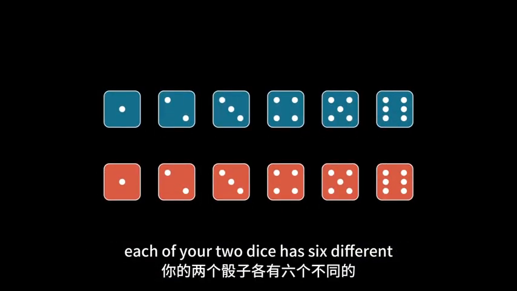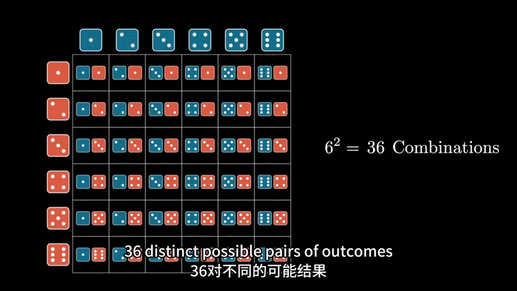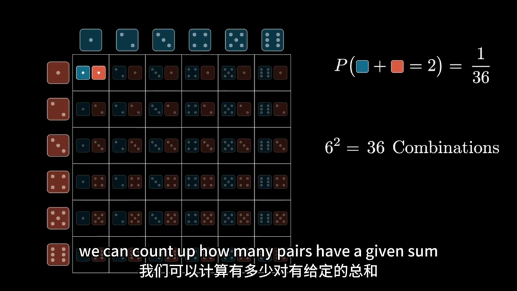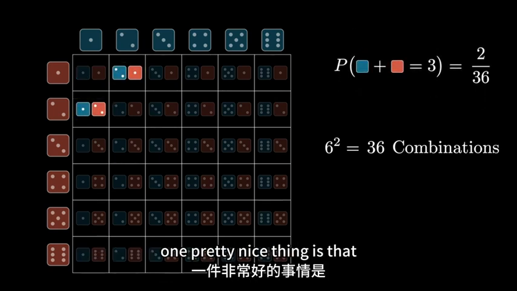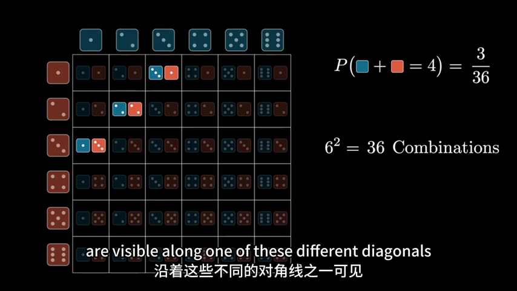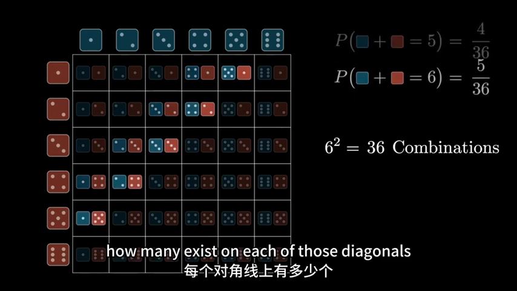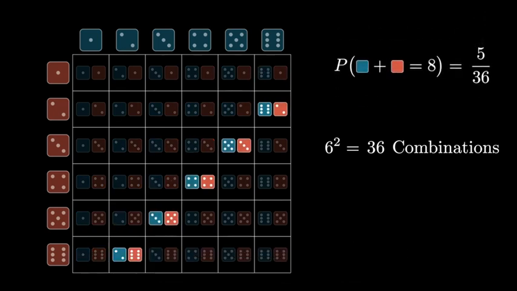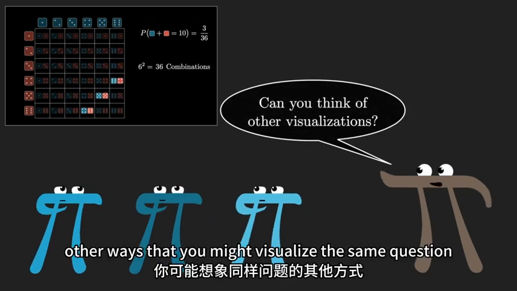Each of your two dice has 6 different possible outcomes, which gives us a total of 36 distinct possible pairs of outcomes. And if we just look through them all, we can count up how many pairs have a given sum. And arranging all the pairs in a grid like this, one pretty nice thing is that all of the pairs that have a constant sum are visible along one of these different diagonals. So simply counting how many exist on each of those diagonals will tell you how likely you are to see a particular sum.